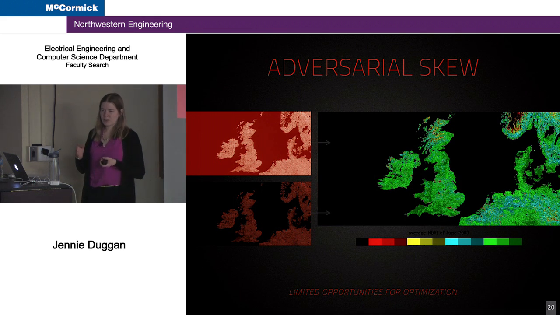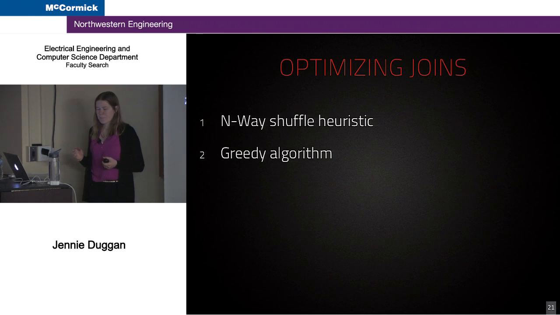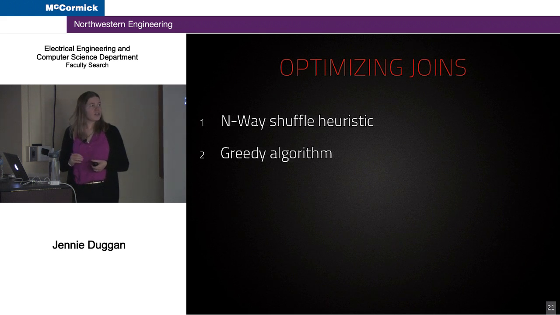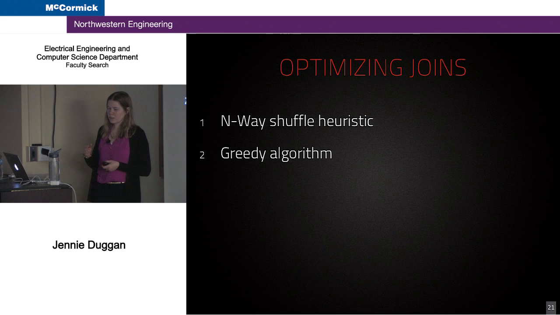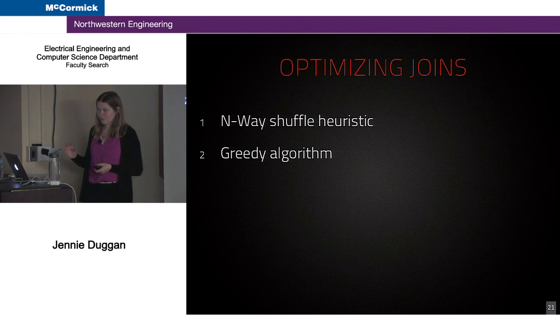So at this point, we need to turn our attention to load balancing CPU, because we can't optimize the network bandwidth. In optimizing our joins, we have devised two techniques. The first one is a shuffle heuristic, and the second one is a greedy algorithm. Each of these optimizes different parts of the two-phase join.